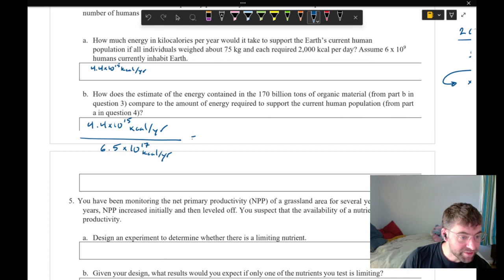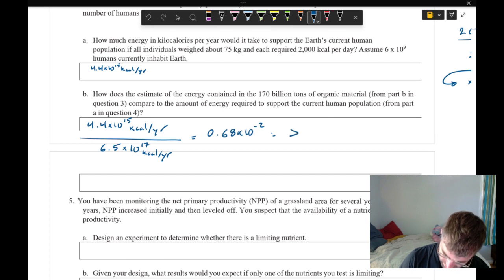So units cancel out. 0.68 times 10 to the negative 2. And this is a little less than 1% of the total biomass is consumed by humans. So less than 1%. Wow, that is atrocious.